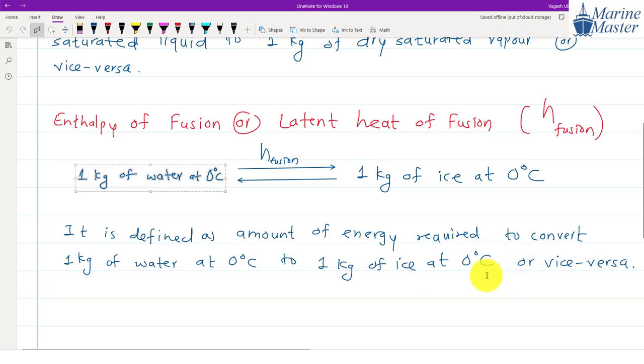Or we can say the amount of energy required or removed. Here I will write in brackets: removed, which means the amount of energy we have to remove to convert 1 kg of water at 0 degrees Celsius to 1 kg of ice at 0 degrees Celsius, or vice versa. That is what is meant by enthalpy of fusion or latent heat of fusion. So before going further, please everyone write down this discussion.